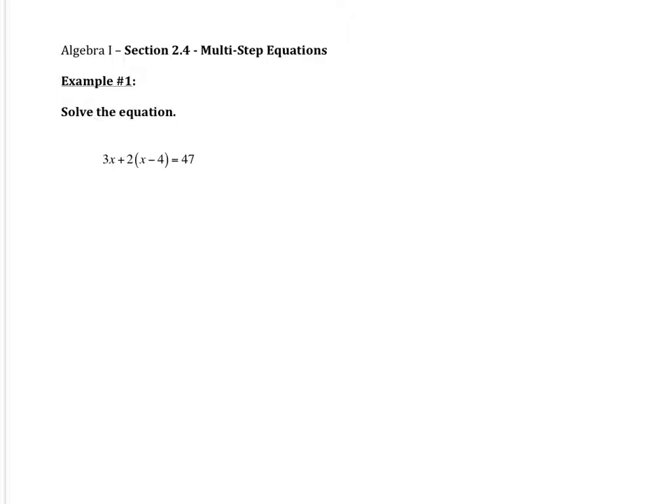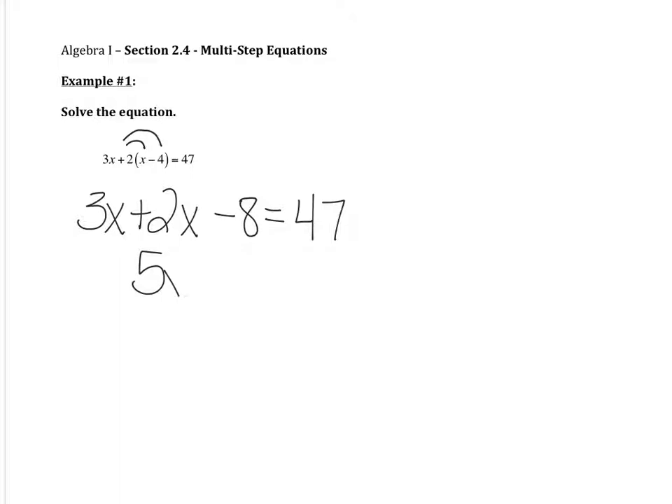On this first problem, we have 3x plus 2 times x minus 4 equals 47. First thing I will do is distribute the 2 to the parentheses. So I have 3x, that stays the same, plus 2 times x is 2x, and 2 times negative 4 is negative 8, equals 47. Next, I'll just combine like terms. I have the 3x and the 2x. 3x plus 2x is 5x, and the minus 8 equals 47 stays the same.